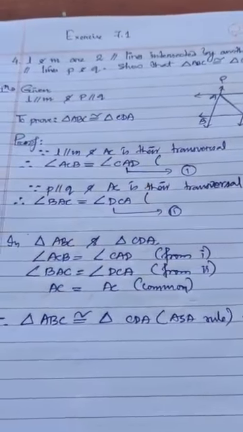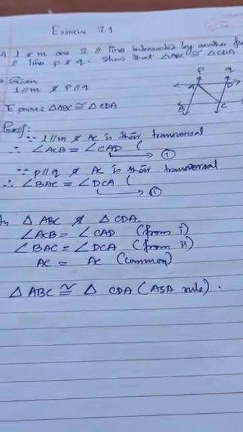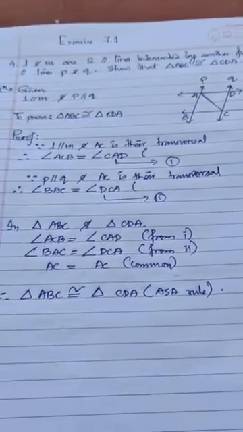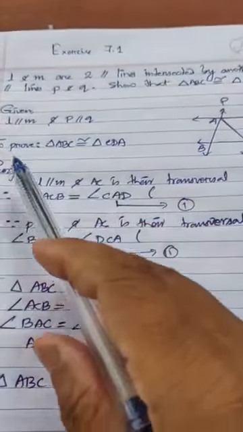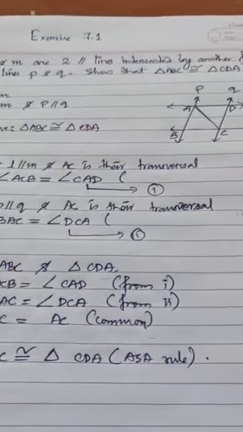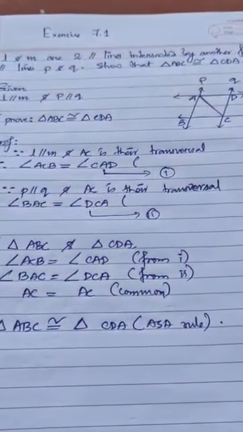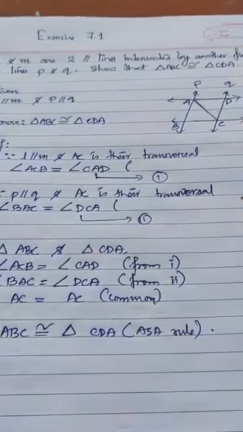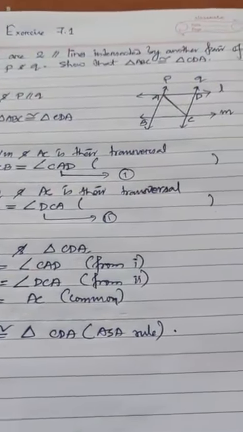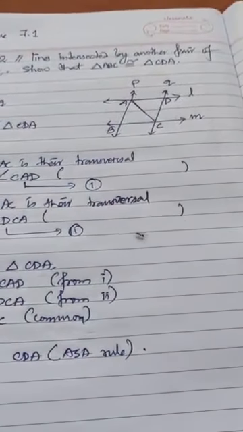Here comes the most important part. Under proof, first of all you will take this condition. What is this condition? L parallel M. You see, they are parallel. And what have I written? L parallel M and AC is the transversal. Yes, it is just like this.